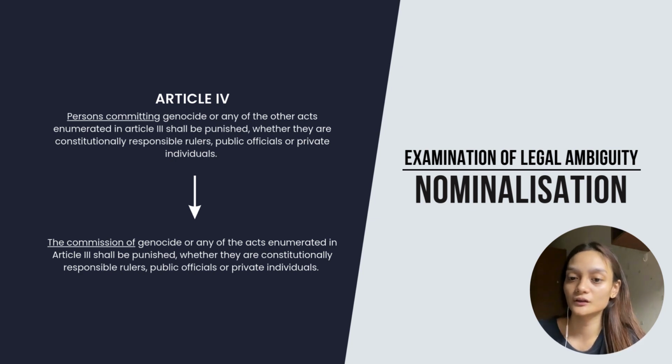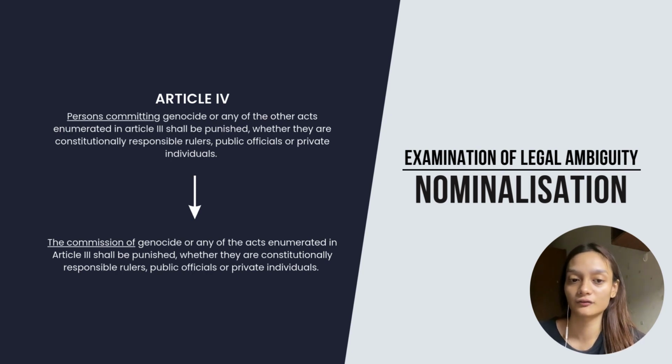So it's important to note that the convention's limited use of nominalization doesn't create ambiguity because the convention's overall objective and purpose is to establish international law and principles to make it clear that anyone who commits genocide can be tried. So as for this examination, I'll be giving an example of how this article can actually be nominalized.